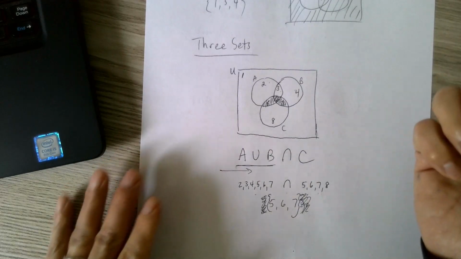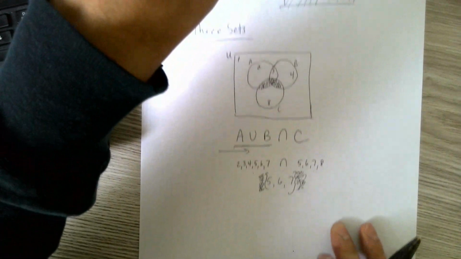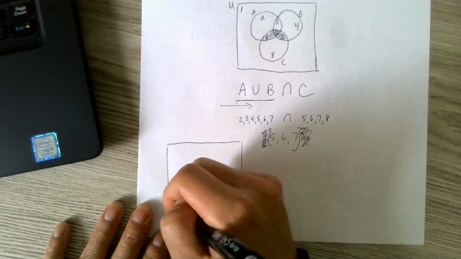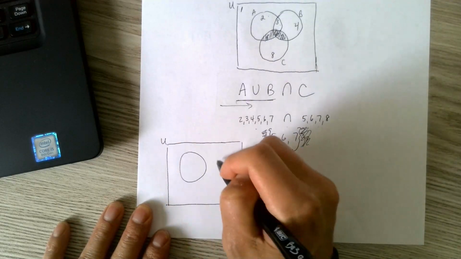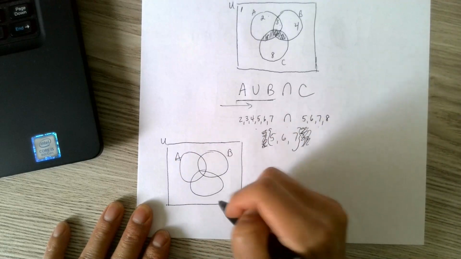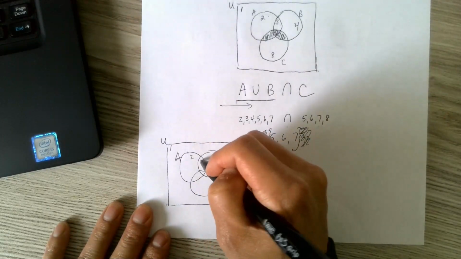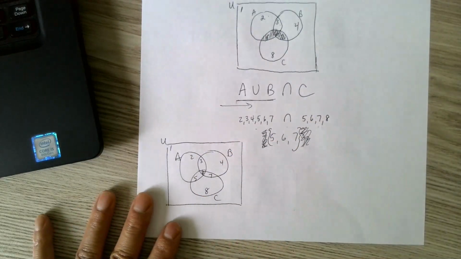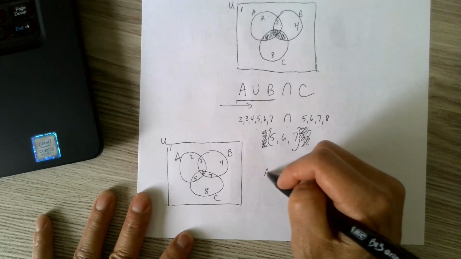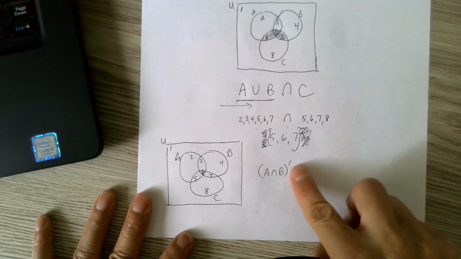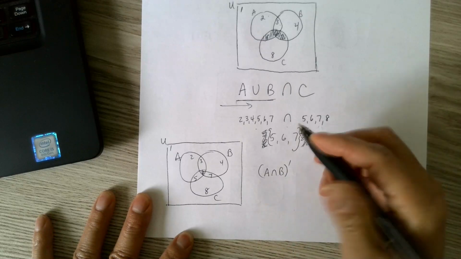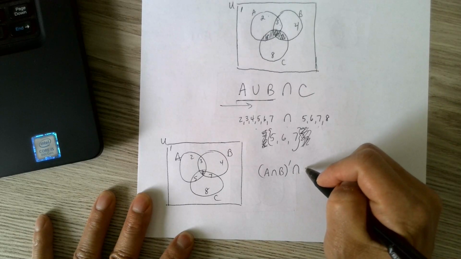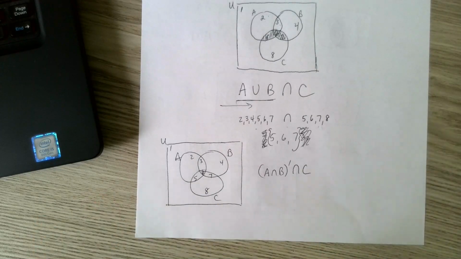Okay, let's do one more with 3 sets. A, B, C, and then my numbers 1, 2, 3, 4, 5, 6, 7, 8. This time I'm going to do the complement of A intersection B, and then intersect that with C again.